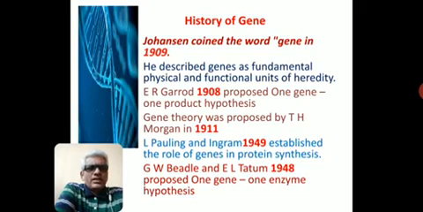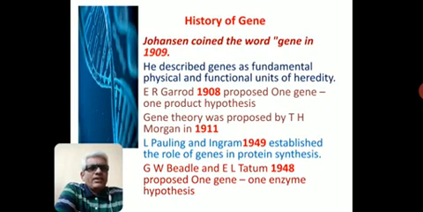But before that, in 1905, Bateson coined the word genetics. So this is the starting journey of the building up of genetics, or the study of genes, in that particular era. Later on, in 1908, Garrod proposed the one gene, one product hypothesis.